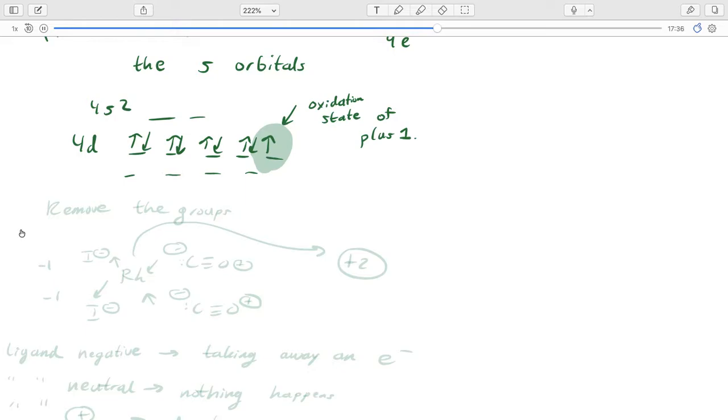So we have that 1 lone electron right there, and it's still neutrally charged overall because it hasn't lost any electrons, it's just donated them.